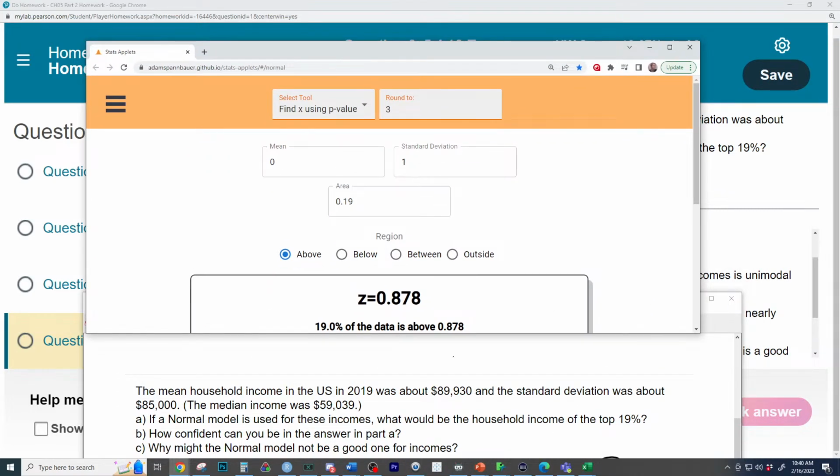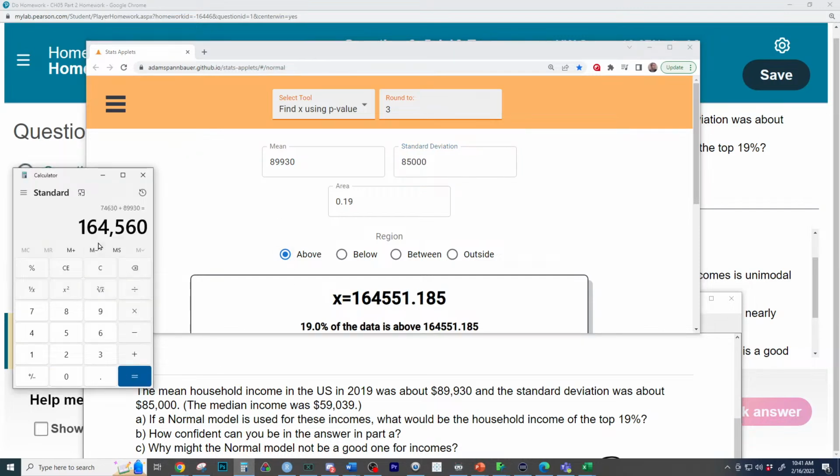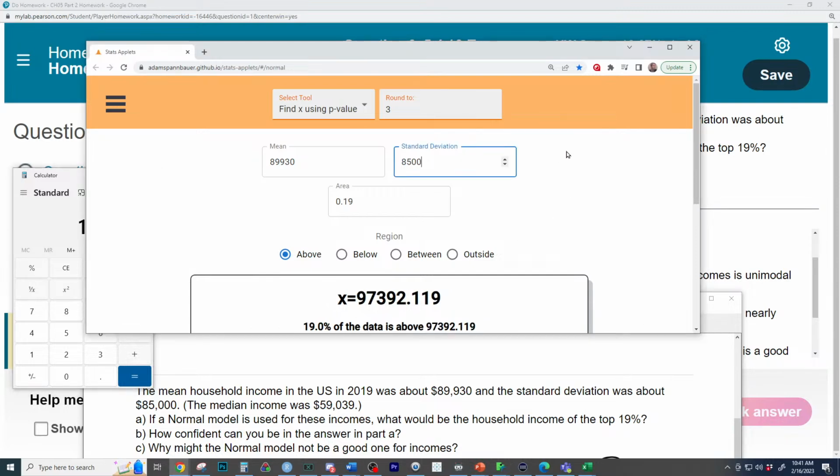So the mean was 89,930, and the standard deviation was 85. There you go. And now our number that we found, 164,560. Luckily, there is a plus or minus on this question, which I was hoping there was, because we could have carried way more decimals.